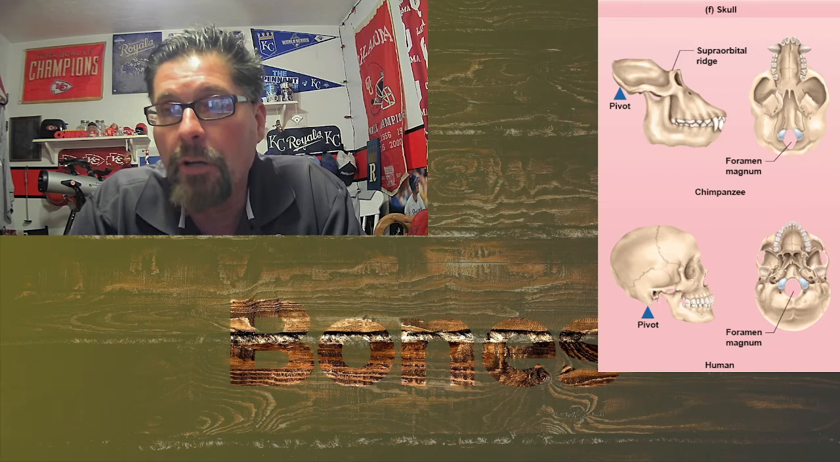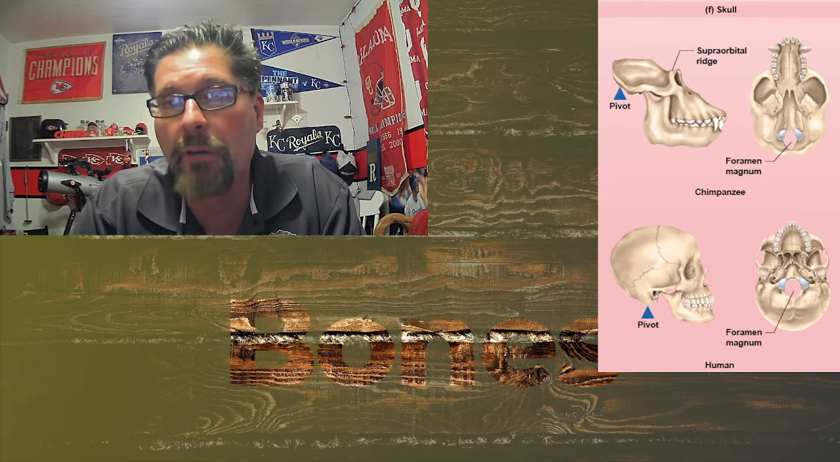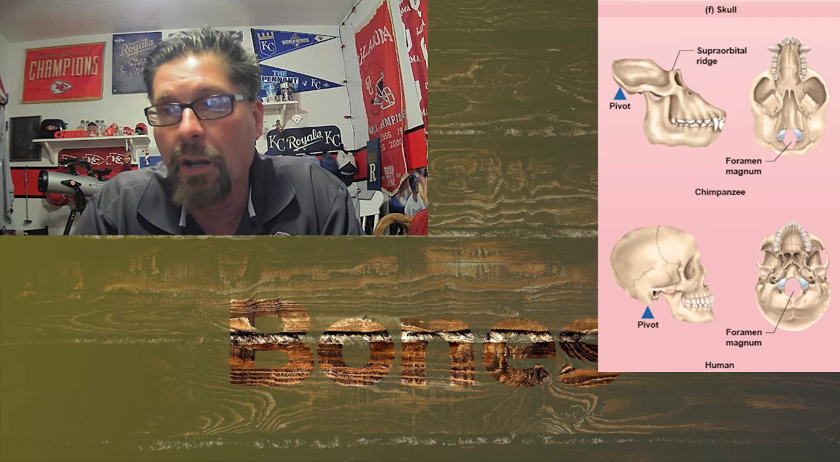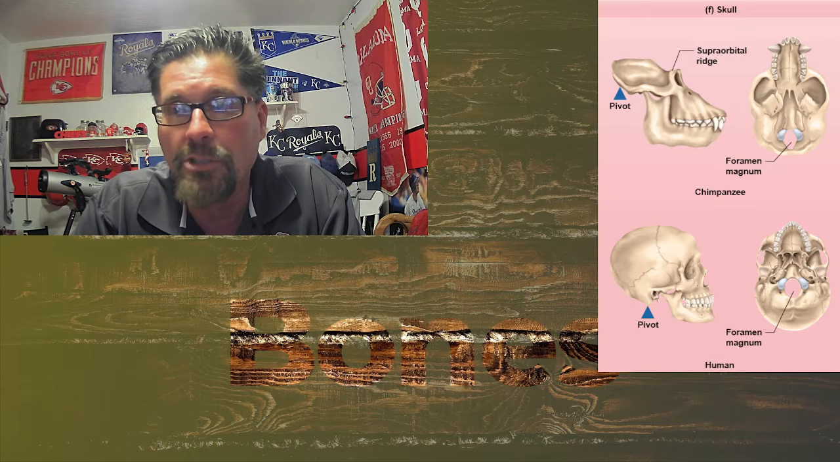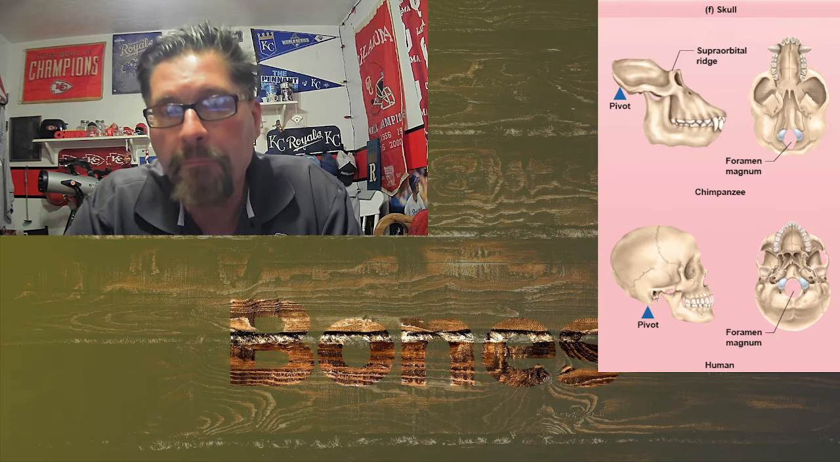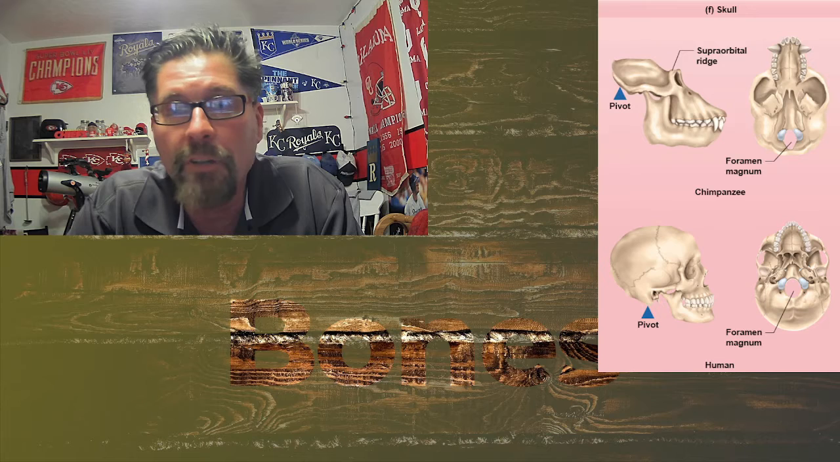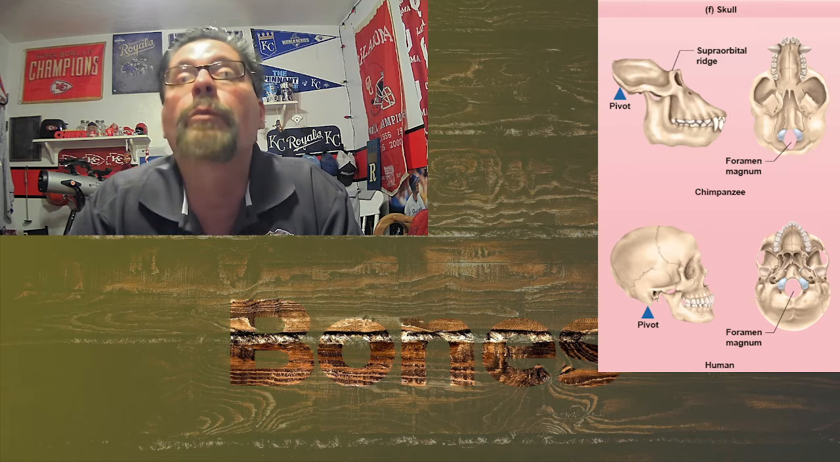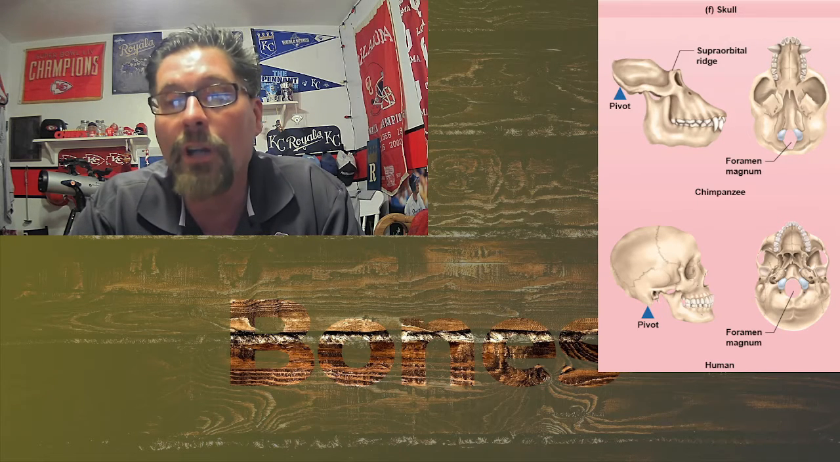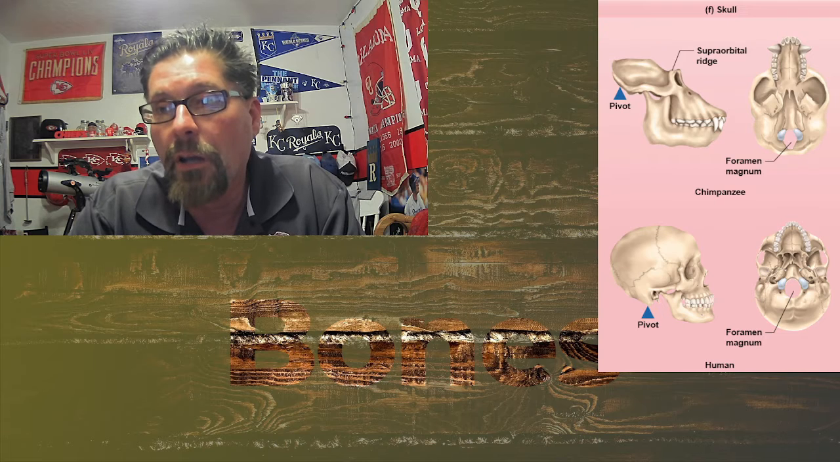But the other thing to focus on is, and you can see it in the little blue triangle with the word pivot underneath, and then on the skull that is flipped over, you can see where the foramens are that lead into the spinal cord. We benefit from our pivot spot being in the center, because then we can do this kind of stuff. We can nod our head forward and that kind of stuff.